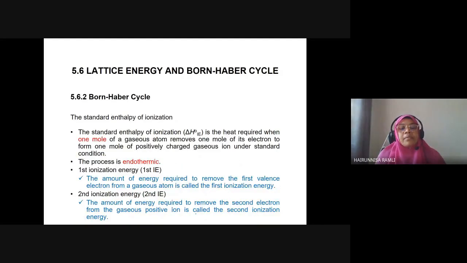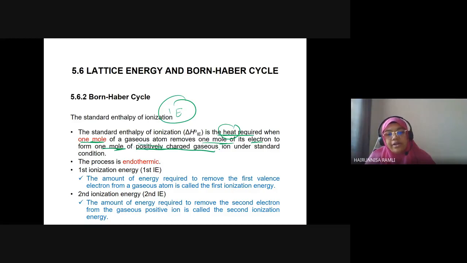Okay, this is IE. I hope you still remember the definition of IE. Minimum energy required to do what? Remove an electron. That's in general, right? So here, the energy is actually focusing on heat, right? Heat required when 1 mole of gaseous atom removes one mole of its electron to form one mole of positively charged gaseous ion under standard condition.